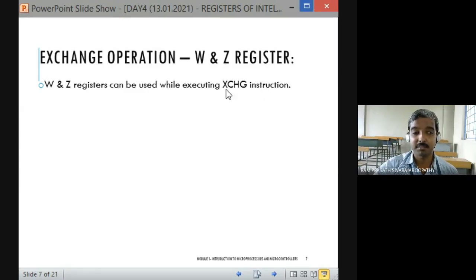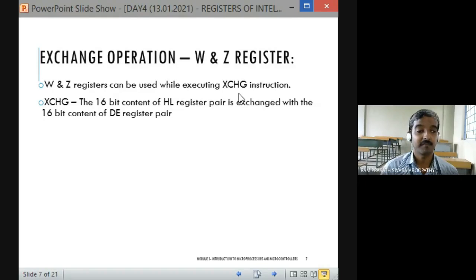XCHG, we have mentioned here, right? This is an instruction used to exchange the content. Shall we see how? Okay, pictorially, here is a diagram, we are going to explain this concept pictorially. Let us see how it happens. Fine. So XCHG is an instruction. The 16-bit content available in the HL register pair is going to be exchanged with the 16-bit content of the DE register pair. So what does that mean? Whatever data was in the HL register pair comes to DE.